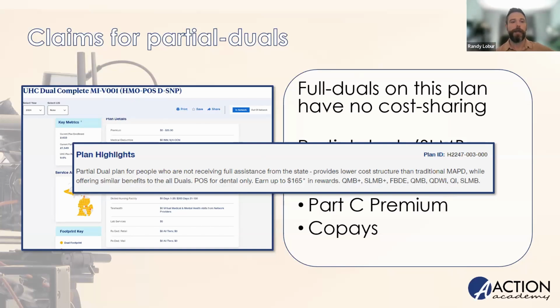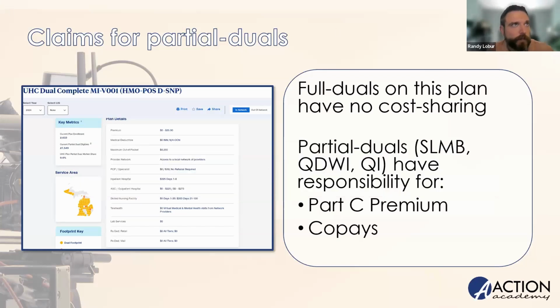Meaning anyone qualifying for an MSP, whether or not they receive Medicaid, is eligible for this plan. So what does claims look like in this case? If you are a full dual and you enroll in this plan, you're subject to no cost sharing here. If you look at the zeros here on the left side of that summary of benefits, that is what they pay. But your partial duals on these plans may have responsibility for a Part C premium, right?